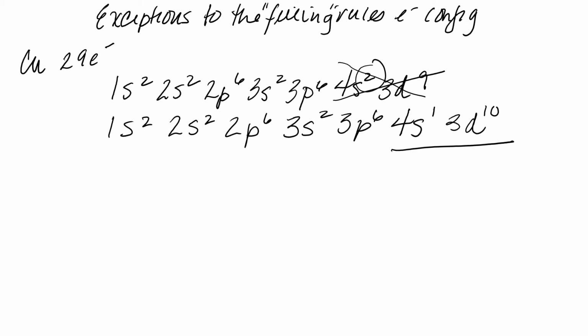It gains that stability. The other two elements in the column with copper are gold and silver, and they also are exceptions to the filling rules. So they will promote one of the electrons in their s subshell in the highest energy level to the d subshell that follows. And you are responsible for these exceptions to the filling rules.